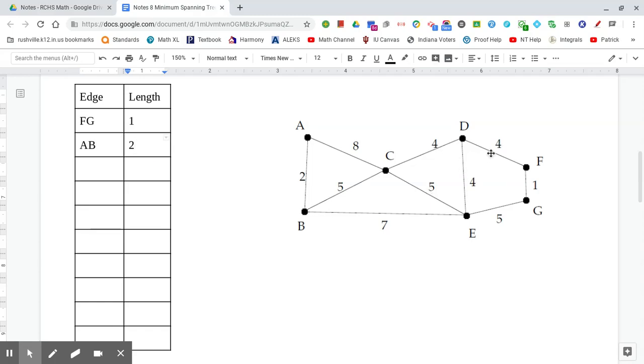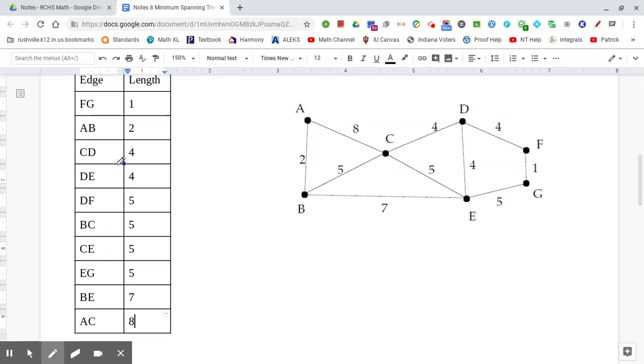And then we have a tie for 4s. So then just put them in whichever order you want. So I'm going to go CD, which was 4. And then we have DE, which is also 4. And we have DF, which is 5. All right. And then we're going to continue this until our table is complete.